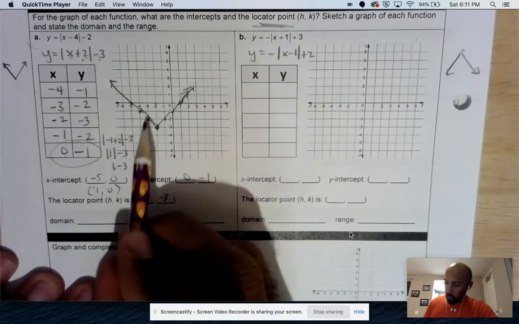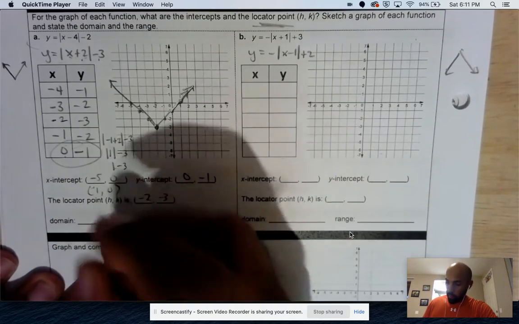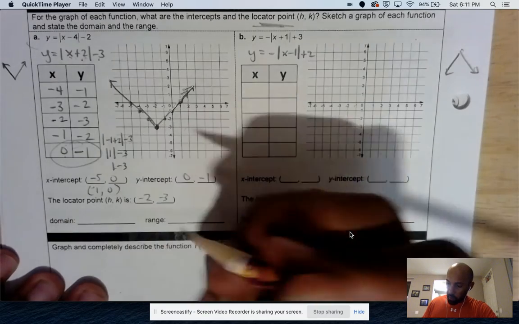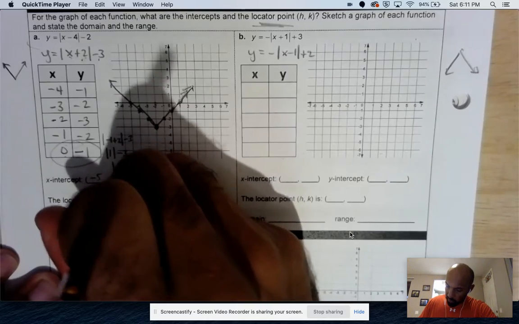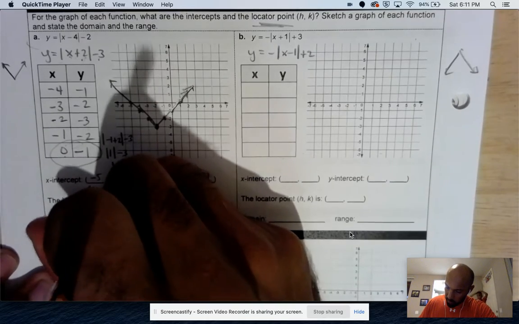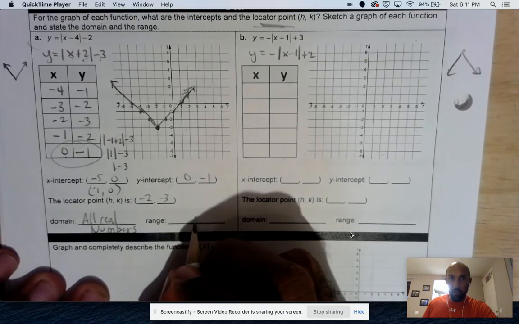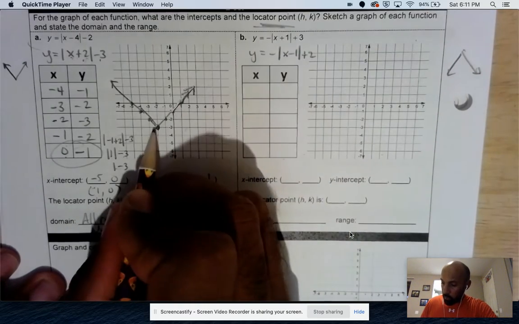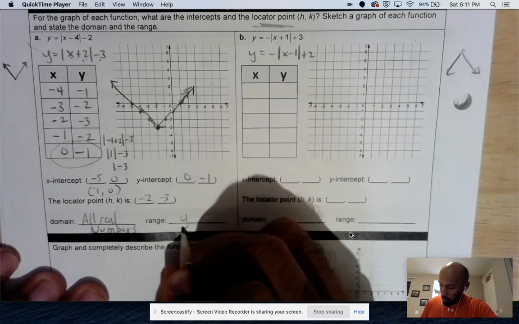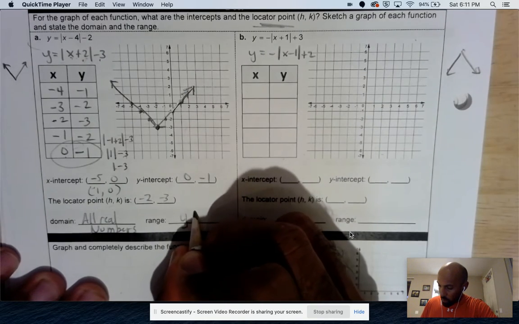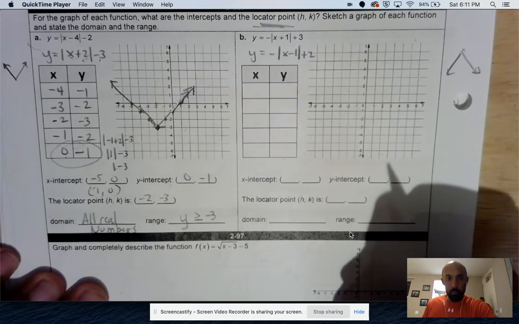The domain: going to the left, it goes forever, and going to the right, it goes forever. In this case we're going to use inequality notation, so we'll just say all real numbers. If it goes forever both ways, we can just say all real numbers. But the range doesn't go forever up and down. For the range, at the bottom, it starts at negative 3 and then goes up forever. So we'll say y is greater than or equal to negative 3 because it just goes up forever.